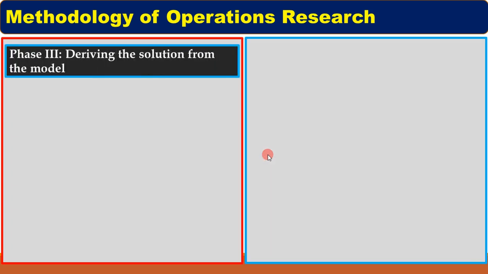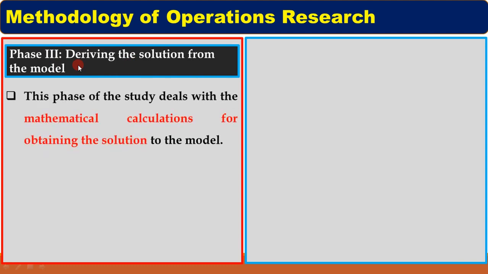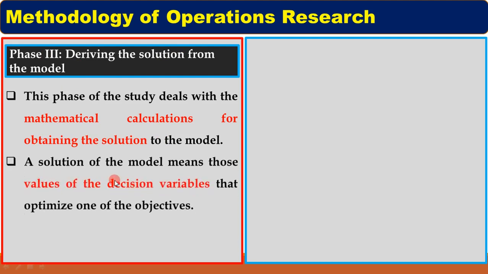Now phase number 3 is deriving the solutions from the model. The mathematical model which is formed in phase number 2 is solved using mathematical calculations to obtain the solution, and the solution consists of the values of the decision variables. That means for the objective function and the constraint equations that we have seen in phase number 2, after solving that mathematical model, we get the values of the decision variables, that is the values of x1, x2, xn.